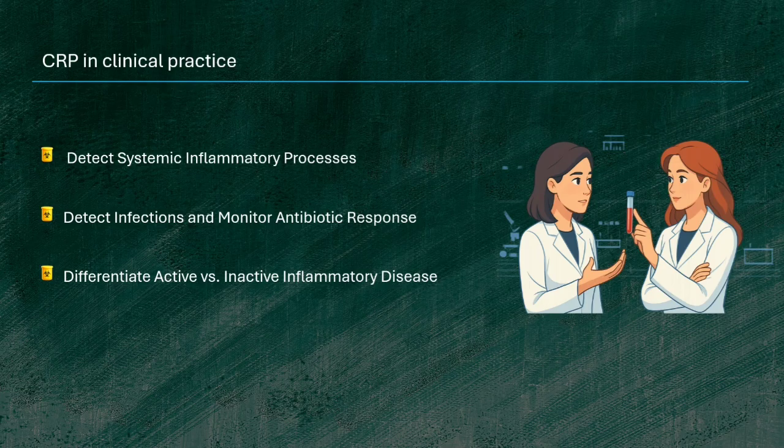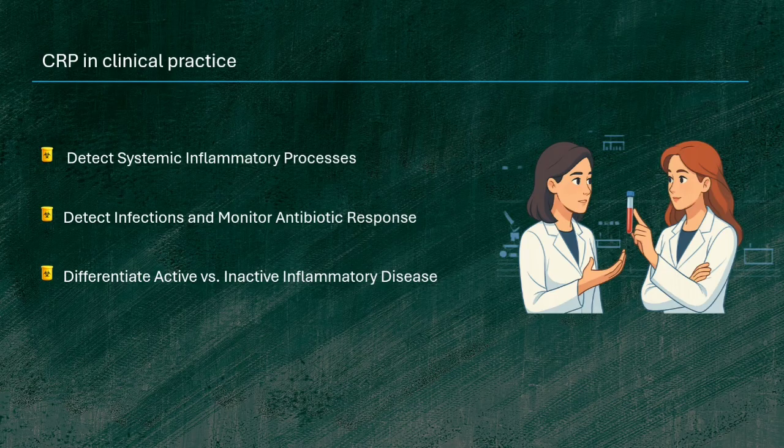CRP is a highly sensitive marker for systemic inflammation. When the body experiences tissue injury, autoimmune activation, or acute or chronic inflammatory conditions, the liver rapidly increases CRP production. This makes CRP a valuable tool for detecting ongoing inflammatory activity, even when symptoms are subtle or nonspecific. Example: in conditions like rheumatoid arthritis or inflammatory bowel disease, CRP levels often correlate with disease activity.